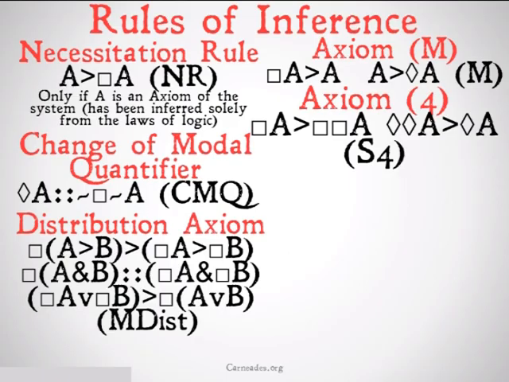Axiom 4, it's necessary that A implies that it's necessary that it's necessary that A, and the corollary, it's possible that it's possible that A implies it's possible that A. Abbreviate that with S4. These are the basic rules of inference that will pretty non-controversially be used in modal logic. I'll also show you S5 and B and how they might be used, but you generally won't see me using them in my logic. And in fact, for the most part, the only pieces of this modal logic you'll really see being used are going to be the change of modal quantifier, the distribution axiom, and axiom M.